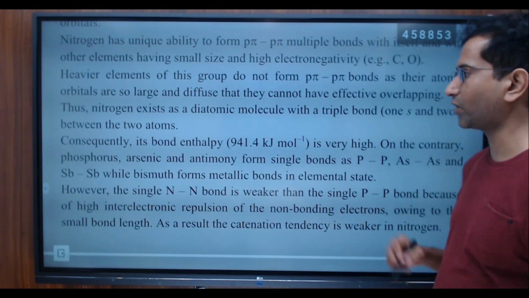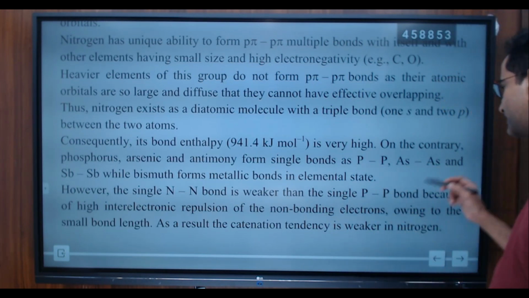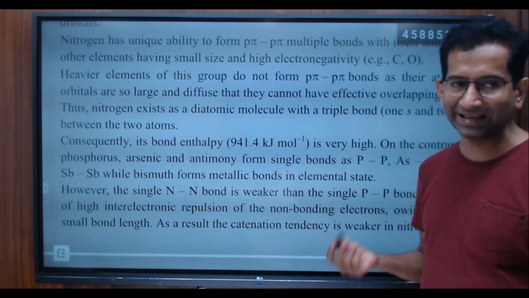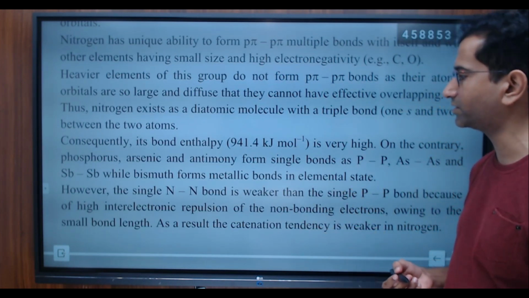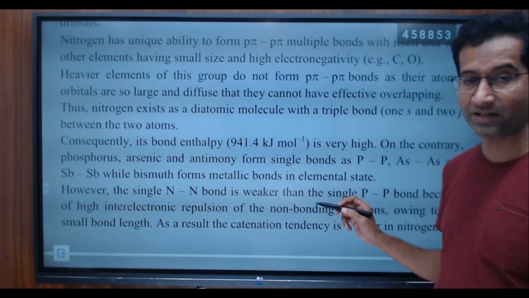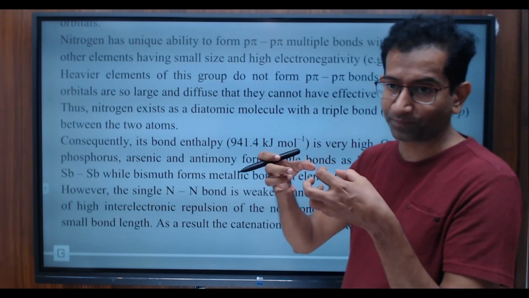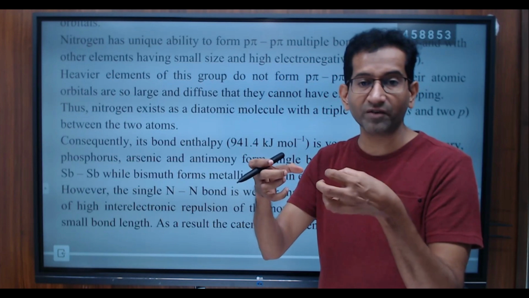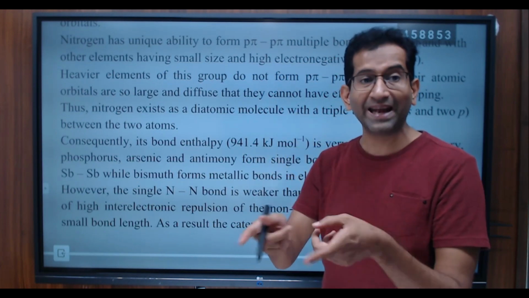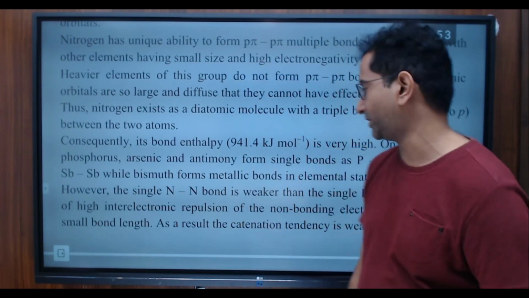On the contrary, phosphorus, arsenic, antimony form a single bond: P single bond P, As single bond As, Sb single bond Sb. While bismuth is metallic in nature, there is no scope of this. However, the N single bond N bond energy is weaker. Why? Because the size is small, the electronic repulsion will be large, and due to that the N single bond N bond is weaker, and as it is weaker, that also does not support the catenation property.